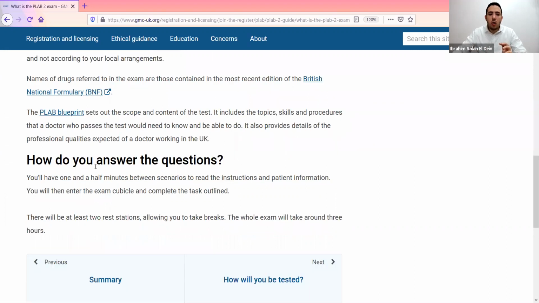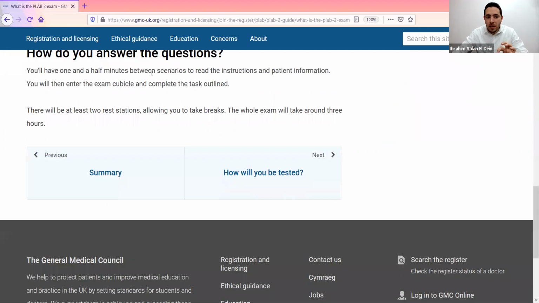Okay, how do you answer the question? You will have 1.5 minutes between scenarios to read the instructions and the patient information. You will then enter the exam cubicle and complete the task. Okay, so I started the first station. Before the start, I will have 1.5 minutes to read.